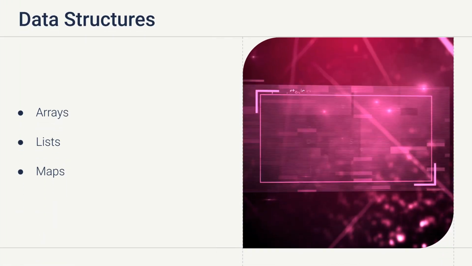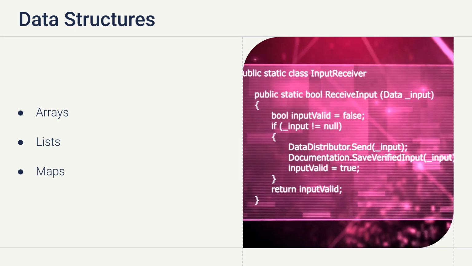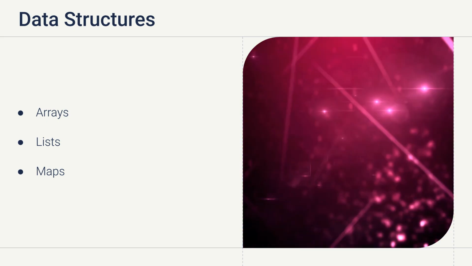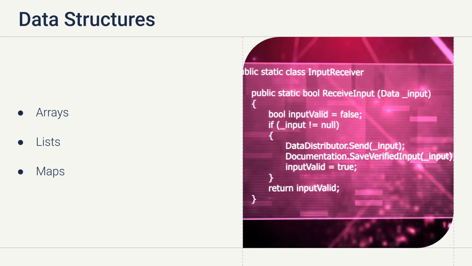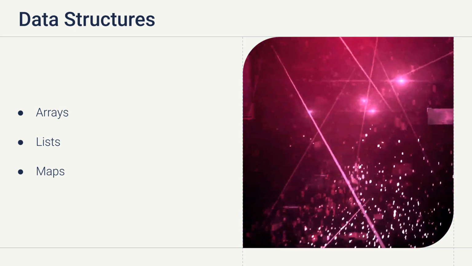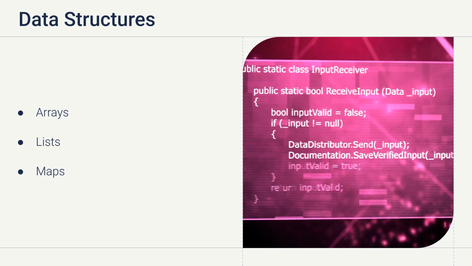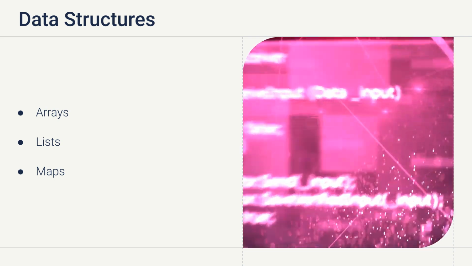Organizing your data is crucial, and that's where data structures come in. Concepts like arrays, lists, and maps provide different ways to store and manage collections of data. Each has its strengths, making them suitable for various scenarios, from simple ordered lists to complex key-value pairs.